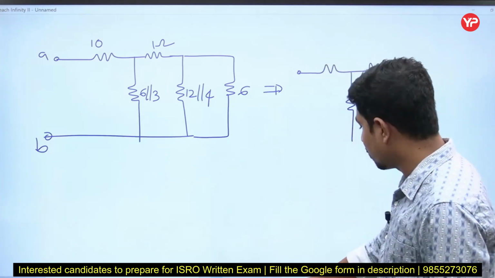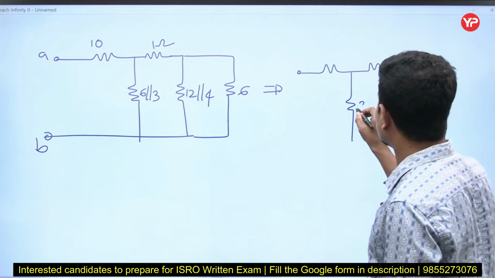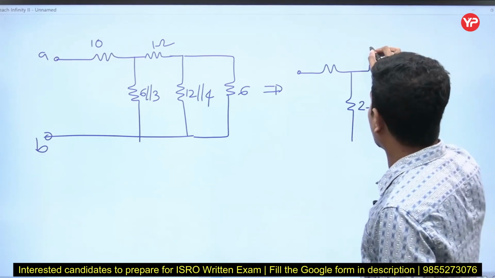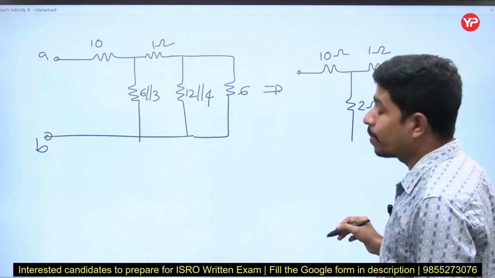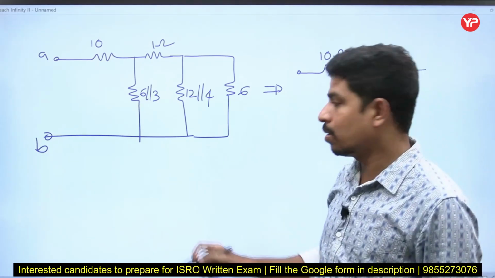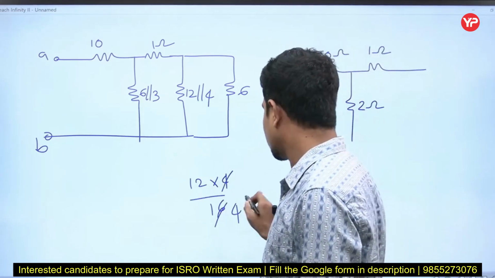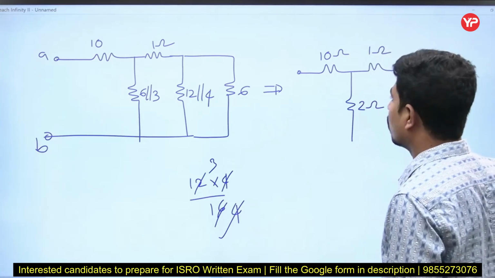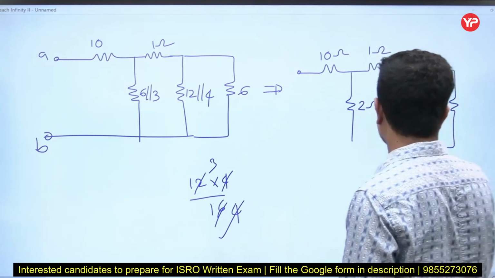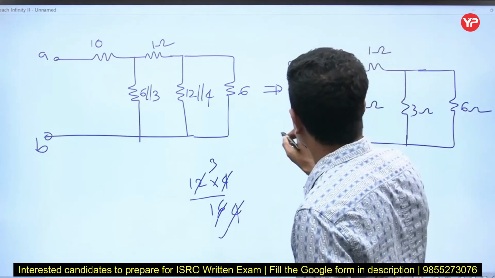Just for your understanding purpose I did the parallel combination. Even a person who did his 10th class knows about parallel combination of resistances. For that a separate explanation is not required. 12 in parallel with 4: 12 into 4 by 12 plus 4, how much is it? 12 into 4 by 16, 4 fours are 16, it is 3. Yes, so this is 3 ohm and this is 6 ohm and this is 6 ohm. This is A, this is B.